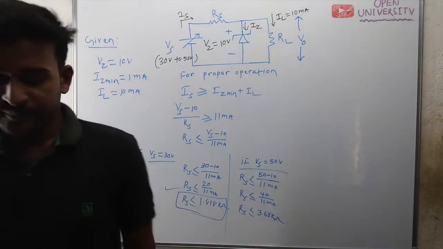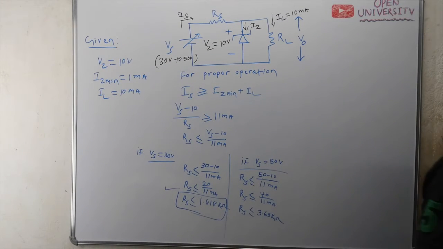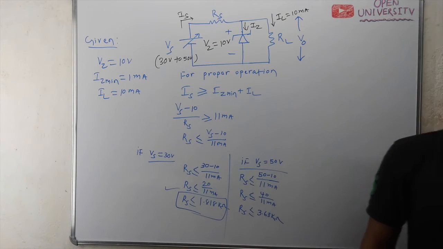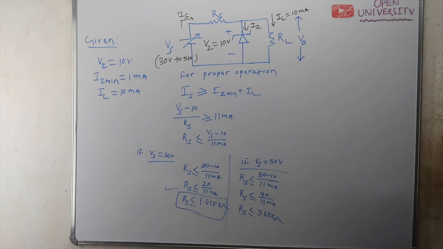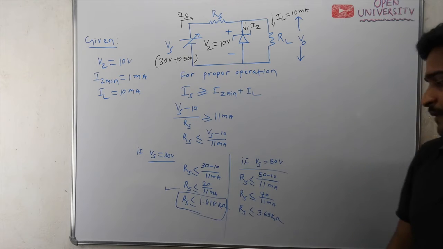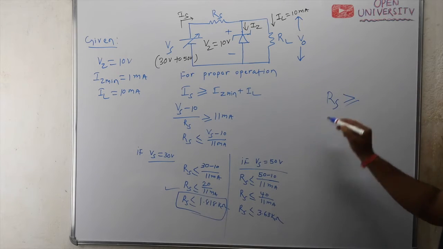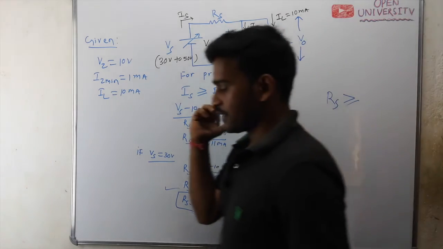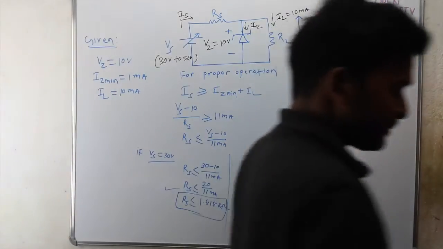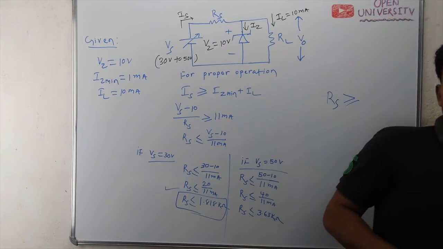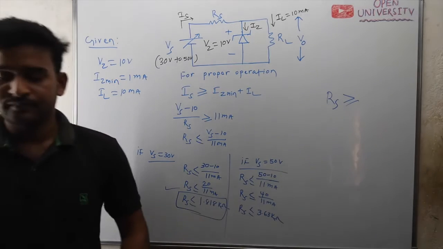Write down the next point. Minimum value of RS is obtained, minimum value of RS, okay. Minimum value of RS means RS should be like this, okay. Minimum value of RS is calculated by considering maximum supply voltage.